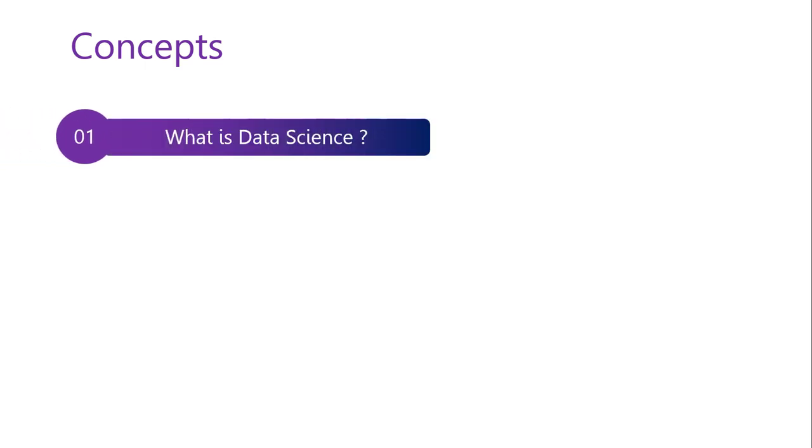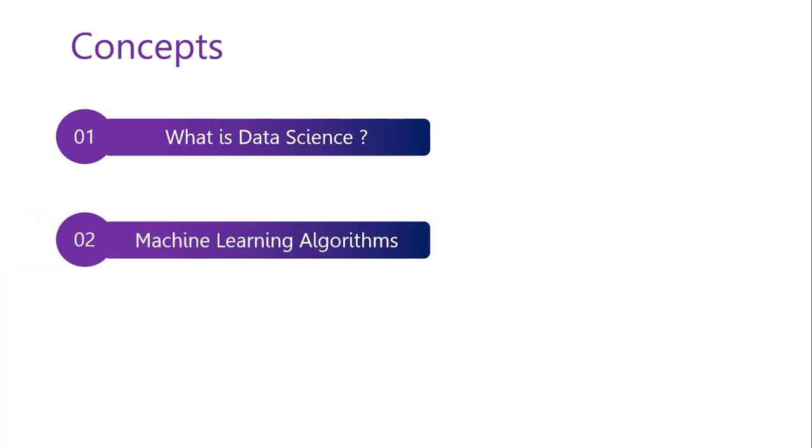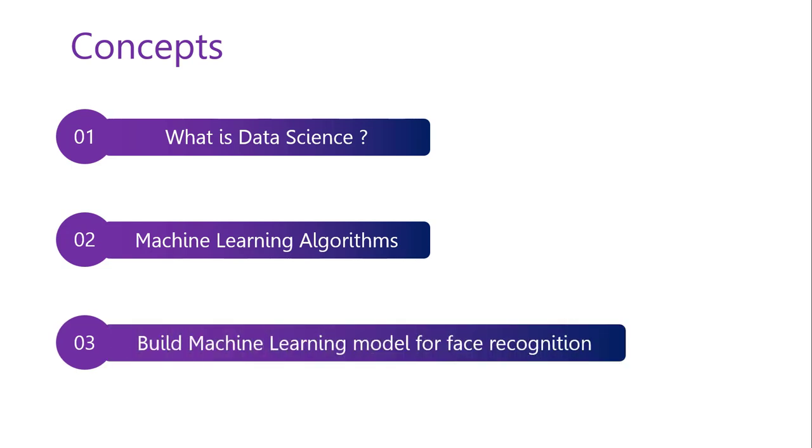In this lesson, we're going to discuss three important topics. One is, what is data science? And what are the different types of machine learning algorithms that are there? And finally, we're going to see a demo of a machine learning model for face recognition. Without further ado, let's get started.